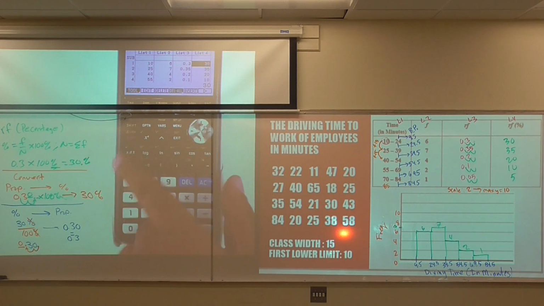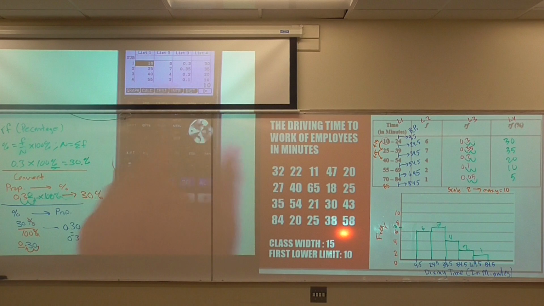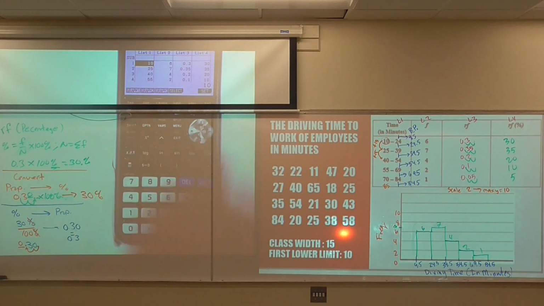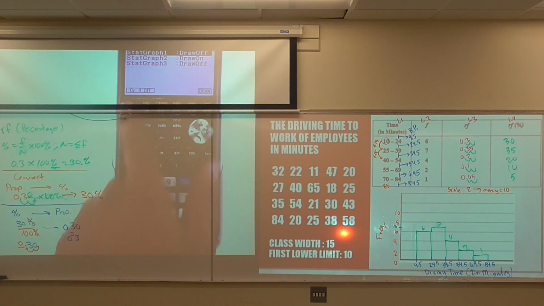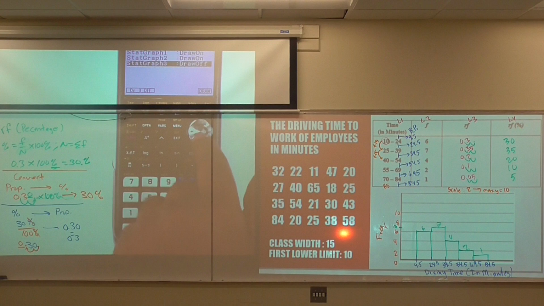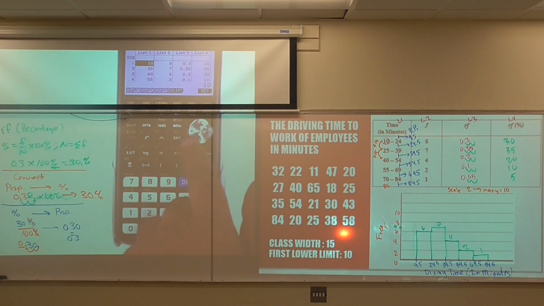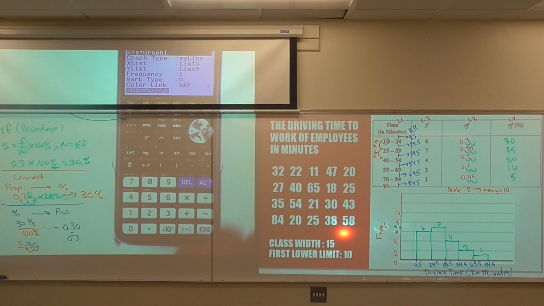I'm going to quit this, make sure I have the graph. I'm going to hit graph, and first thing, I'll make sure I turn all of them on. So I'm going to turn graph 1 on, graph 3 on, go back, and now I'm going to set each one of them. For graph 1, I want this one to be the frequency one, so I'm going to adjust it so that they're frequencies.